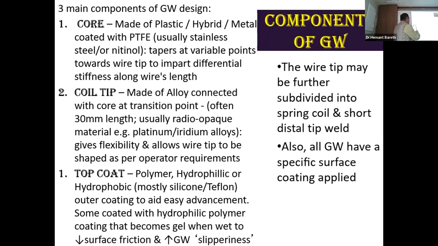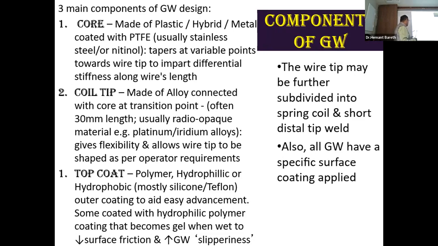As I said, normally of 50 mm length, and usually this part is opaque. The alloy uses platinum iridium, which not only gives strength to the tip, but also gives flexibility, allowing it to take different types of bends or go into the side branch, and also allows the wire to be shaped by the operator. If you have only a stainless steel wire, you can imagine how difficult it will be to shape that wire. So if you have a coil tip, then from where it is connected to the core, you may be able to bend it. And that is the importance of having a coil tip.